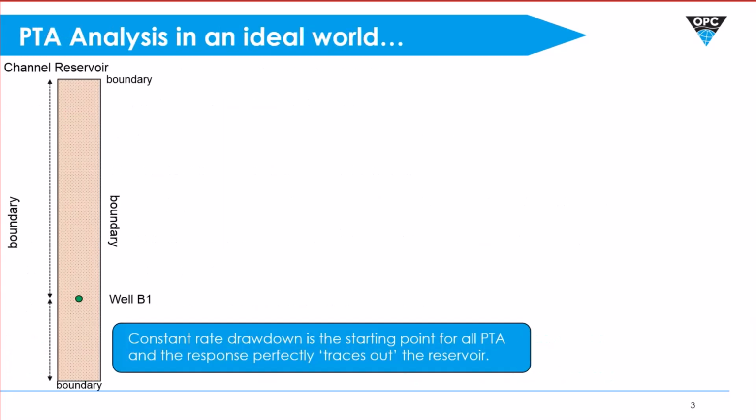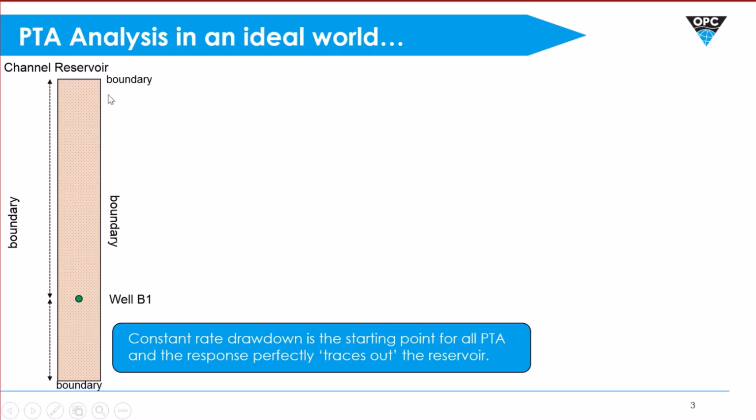So, PTA in an ideal world. Here I've created a synthetic channel with one well in the channel. You can see here the well B1, and it's in the middle of two parallel faults. It's closer to the south boundary than it is to the north.